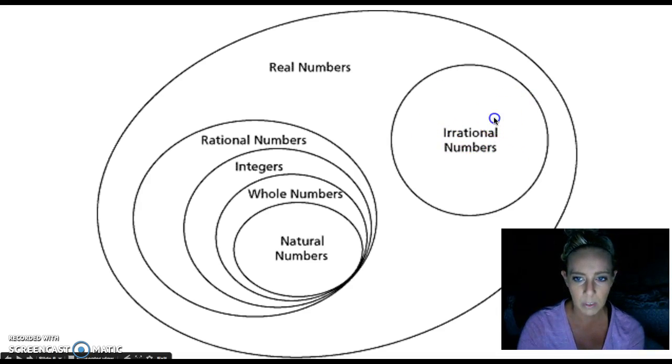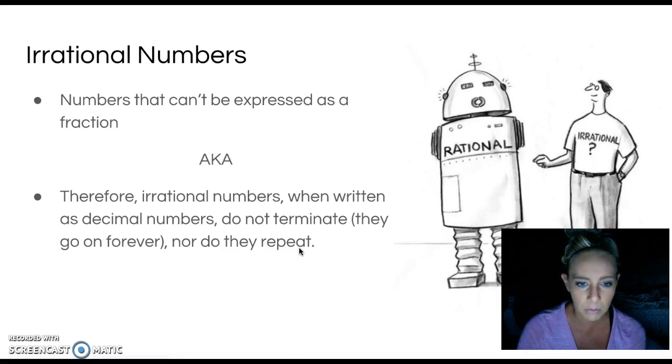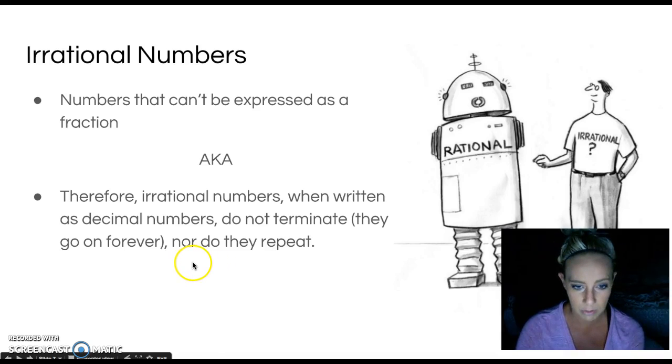I'm going to kind of explain what irrational numbers are. So irrational numbers are numbers that can't be expressed as a fraction. So AKA, they're numbers that when written as a decimal, they go on forever and they do not repeat. So they might not even have a pattern. So an example of an irrational number would be pi. Pi is a number that goes on forever, and it doesn't repeat. There's no pattern within the number. Tomorrow we're going to talk about some other examples of irrational numbers.